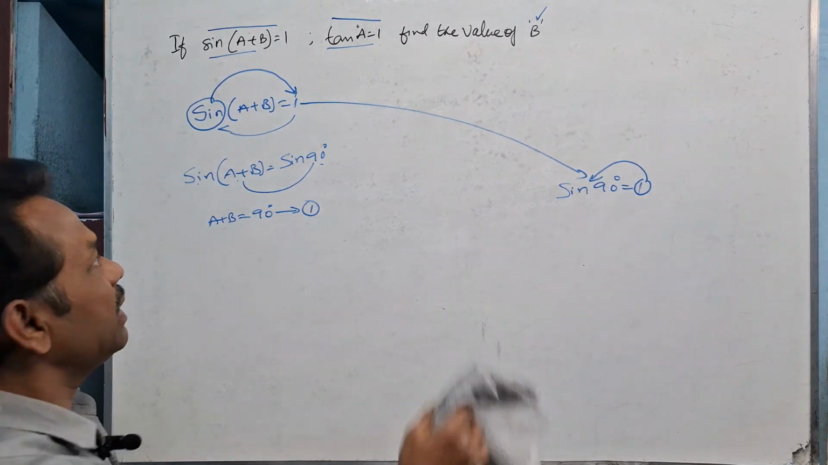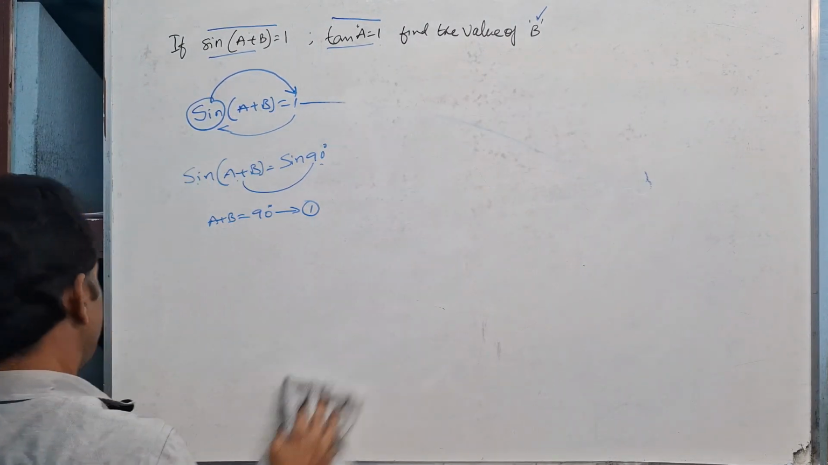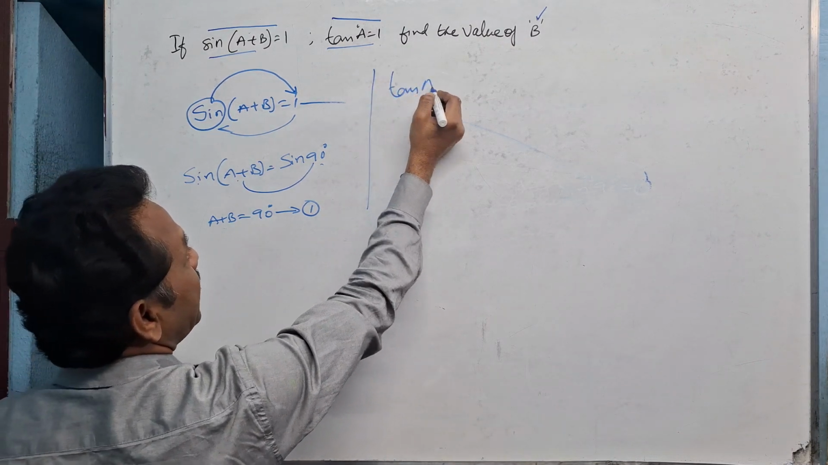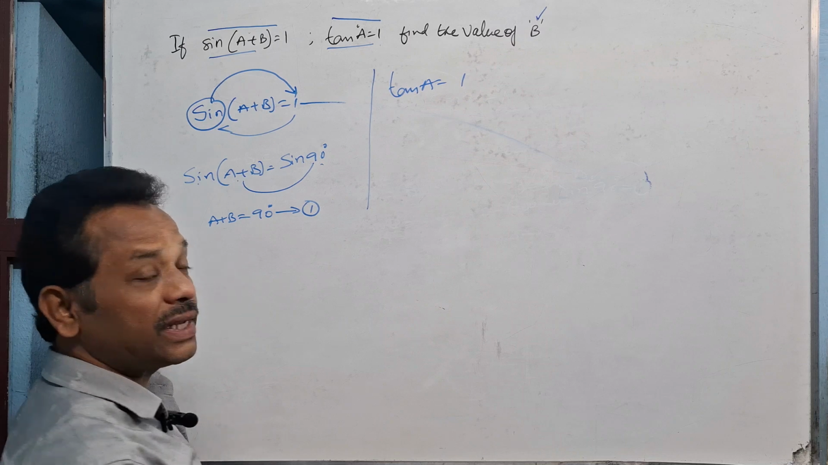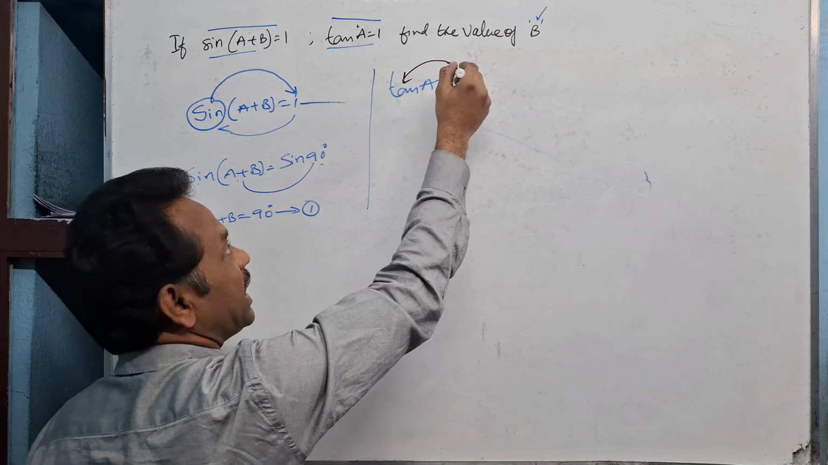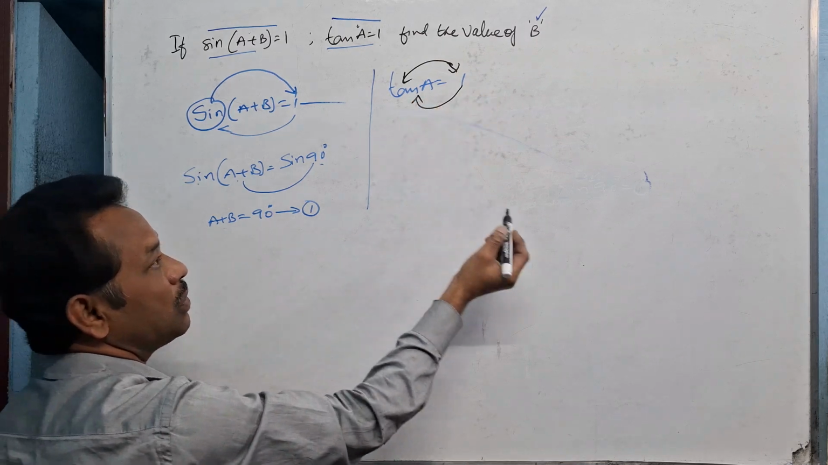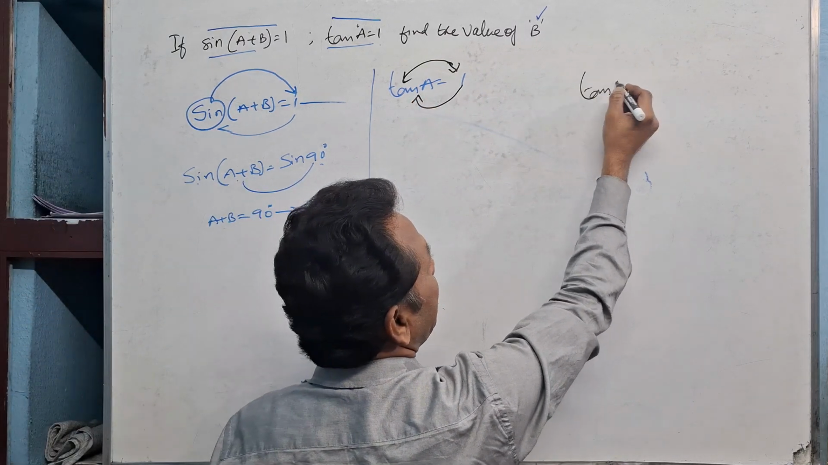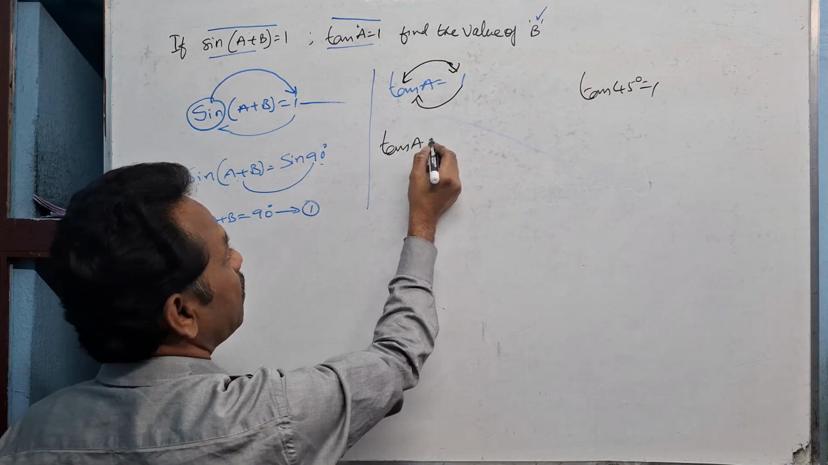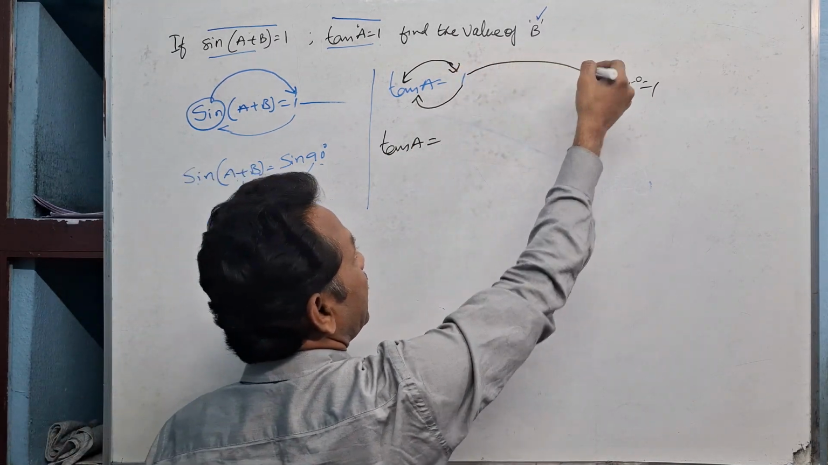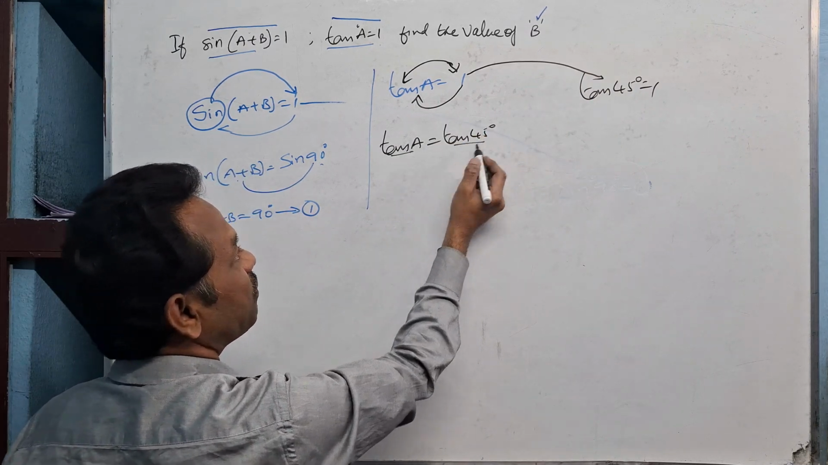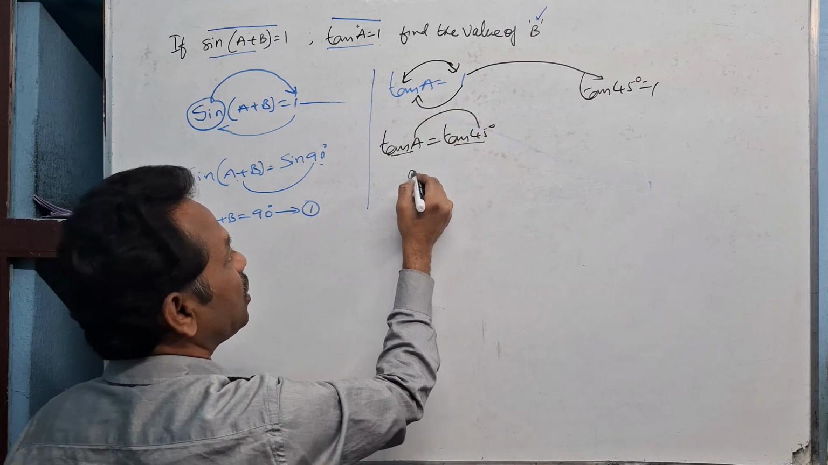Now let us go for the second condition. The second condition, given that tan A equal to 1. So again here the trigonometric ratio is tan. So let me express this 1 in terms of tan. So already we know that tan 45 degrees equal to 1. So we can write it as tan A equal to tan 45. The value of A is 45.